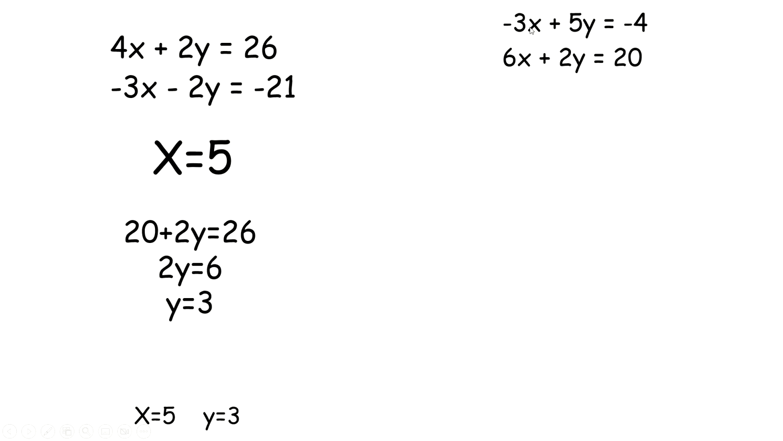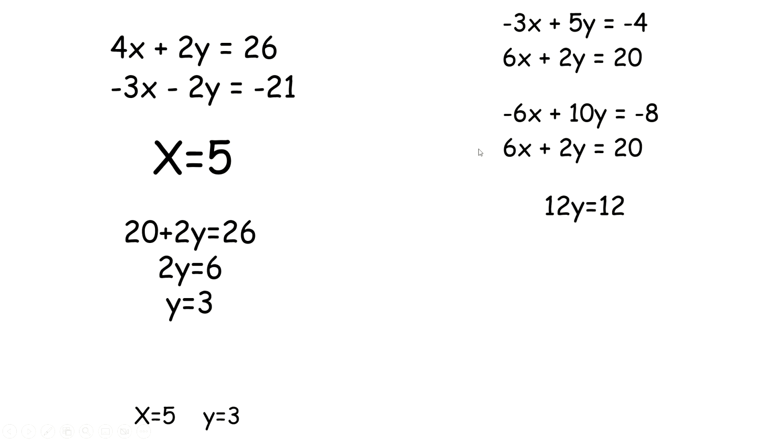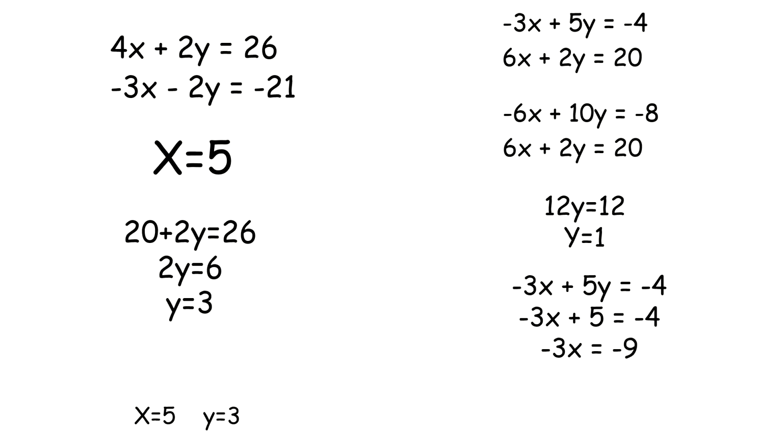Okay, so next equation. We've got minus 6, because I times the top equation by 2. Minus 6x plus 10y equals minus 8. So then if we add those two together, get 12y equals 12, and y equals 1. Substituting, minus 3x plus 5y equals minus 4, minus 3x plus 5 equals minus 4. This then gets to minus 3x equals minus 9, so then x equals 3. And then x equals 3, and y equals 1, you just write it at the bottom.